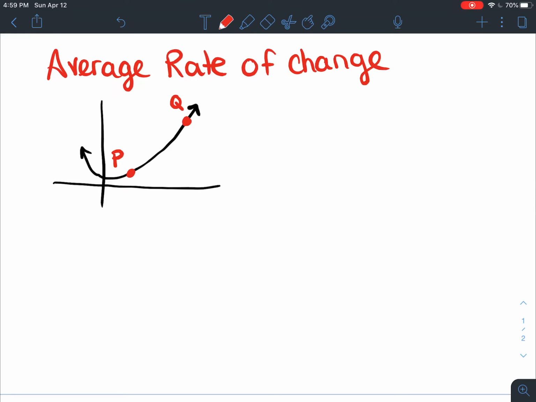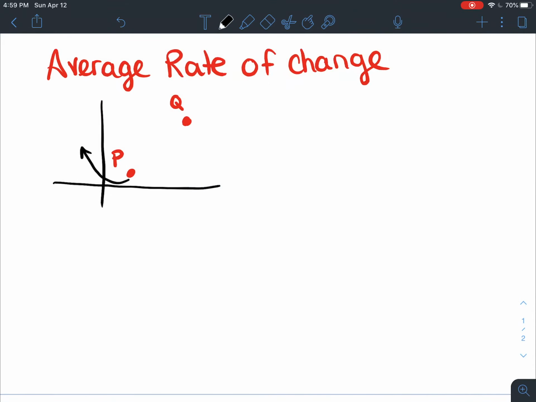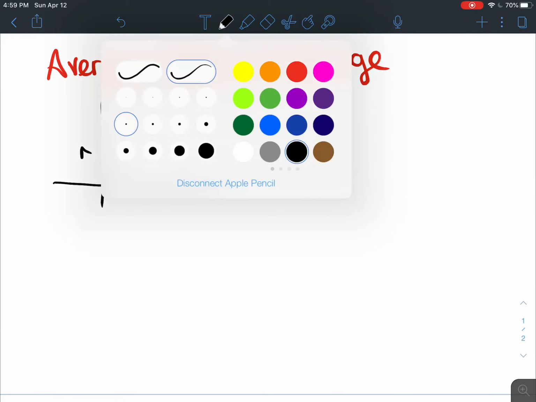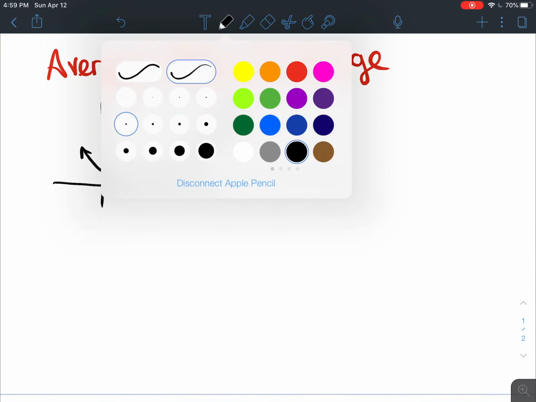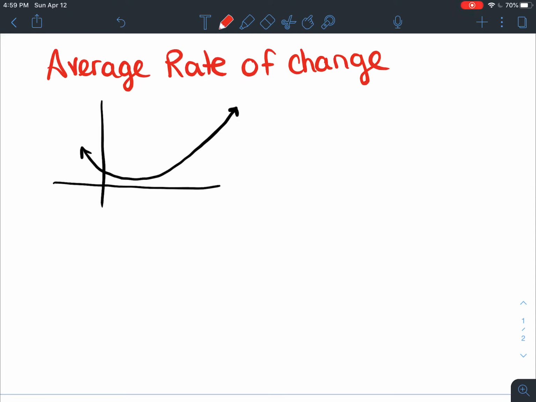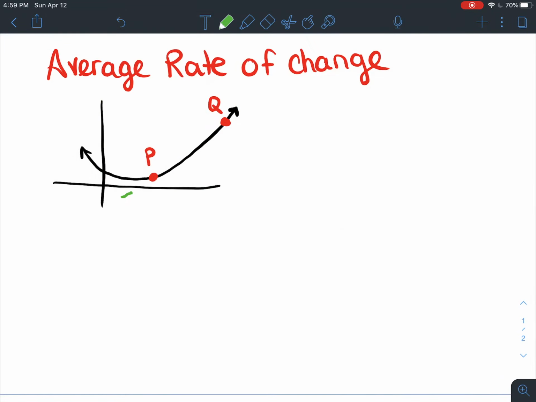This is a curve, which I'm actually just going to redraw because it looks messy. I'm sorry. I just definitely want to make it look more like a curve. Okay, so we've got a point down here, P, and a point up here, Q. If we're going to try to find the average rate of change right there, we could take a line that goes right through points P and Q.